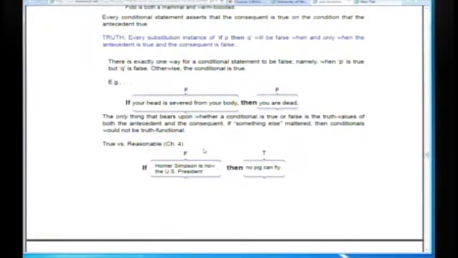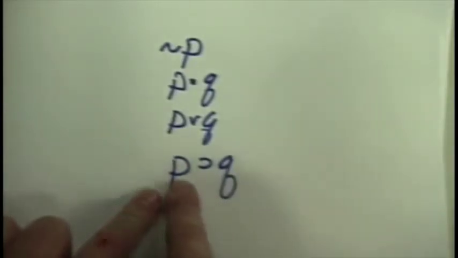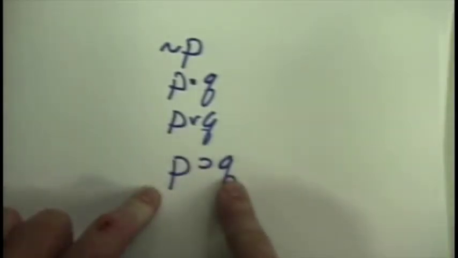It's easy to determine whether a conjunction is true. In order for a conjunction to be true, each conjunct has to be true. In order for a disjunction to be true, at least one disjunct has to be true. But in order for a conditional to be true, what can't happen is for that to be true and for that to be false. So take a look at an example here in the text.